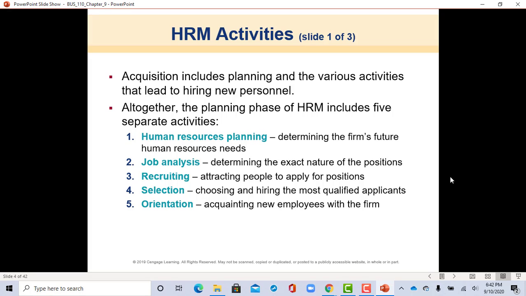Altogether, the planning phase of HRM includes 5 separate activities, and we'll discuss all 5 of these in better detail. Human resources planning, job analysis, recruiting, selection, and orientation. Acquisition activities include all 5 of these things. These are how you add new personnel.